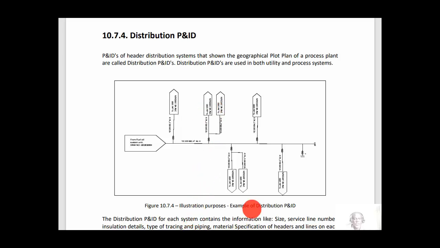Distribution P&ID for each system contain information like the size, service line numbers, installation details, type of tracing and piping, material specification of the header and line on each unit.